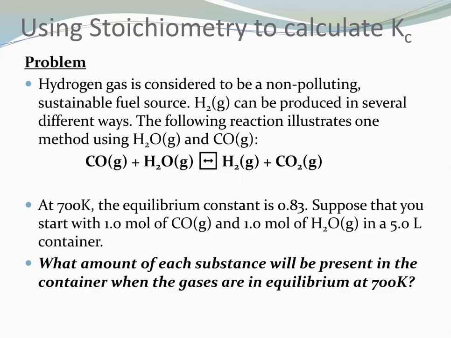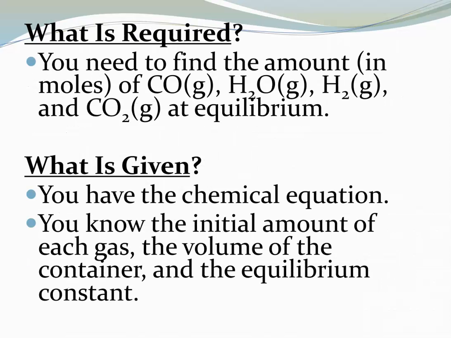In this problem, you are given a reaction, some chemical amounts, the volume of a container, and an equilibrium constant. You are asked to calculate the amount of each substance at equilibrium. The question is asking for the amount in moles of both the reactants and products at equilibrium. You are given the chemical equation and the initial amount of each gas.